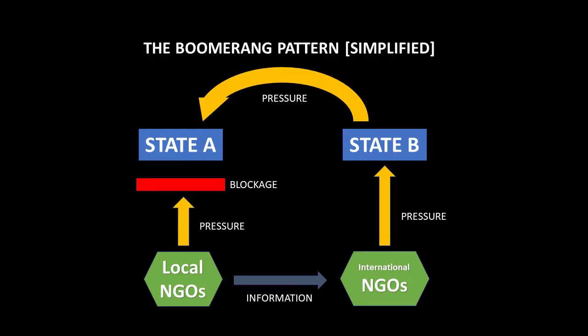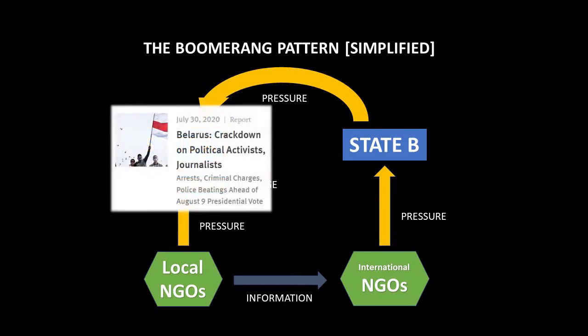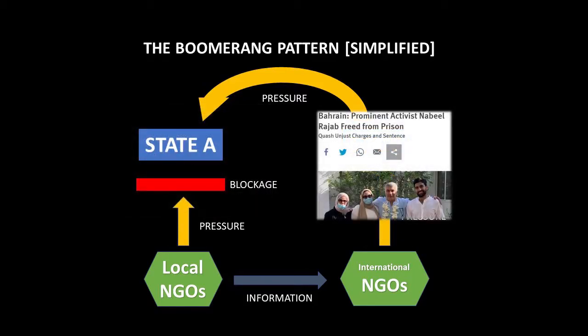By looking at the results of the campaigns. One of the most common uses of the boomerang pattern is to get activists and journalists released from prison. These people are the most common targets of oppressive governments. They're known as prisoners of conscience because they're in jail only for expressing their views and beliefs. International organizations often push for their release, and you can see in the news that a great many prisoners of conscience are released after campaigns directed at their freedom.